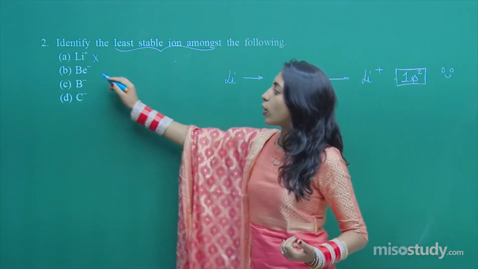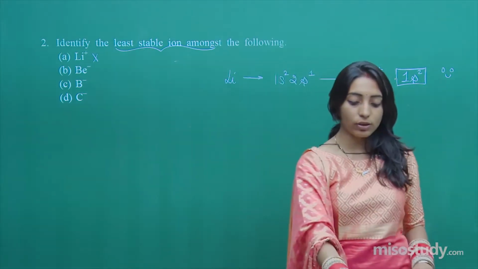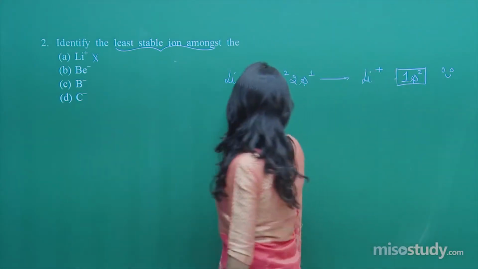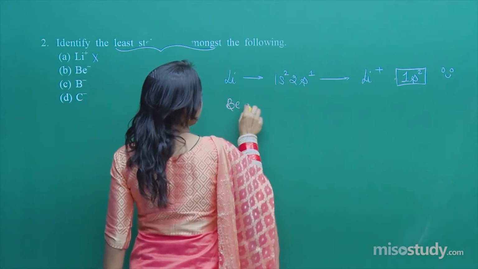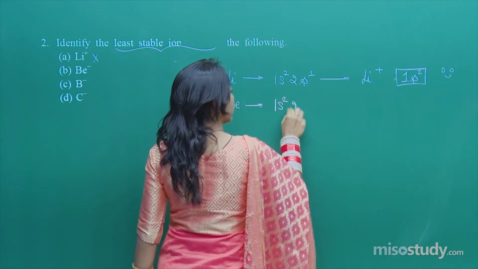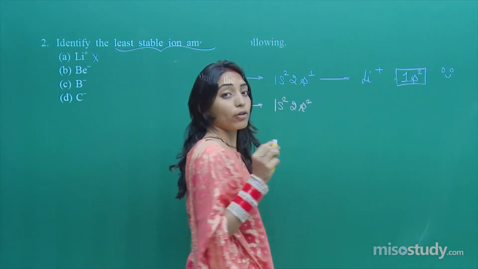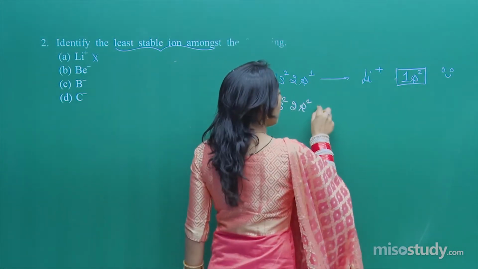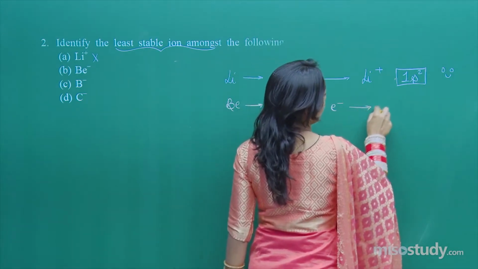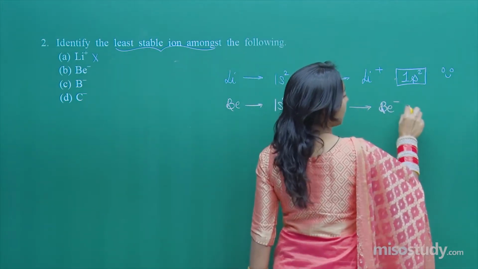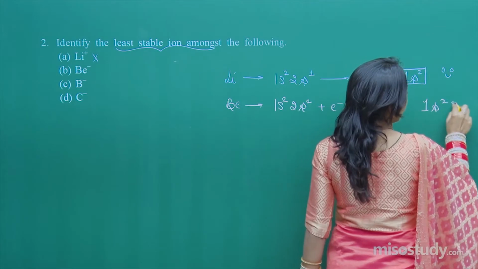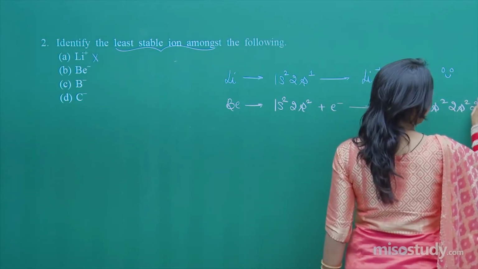Moving on to the next option, which is Be minus. Beryllium earlier could be written as 1s2, 2s2. Now this 1s2, 2s2 will accept an electron to form Be minus, which is 1s2, 2s2, 2p1.